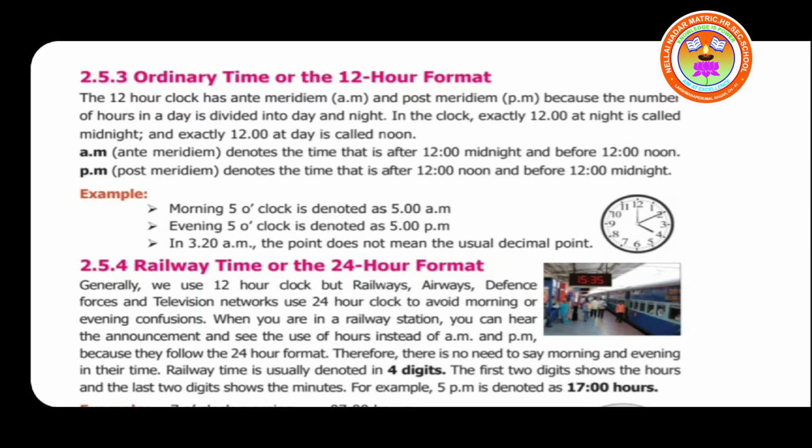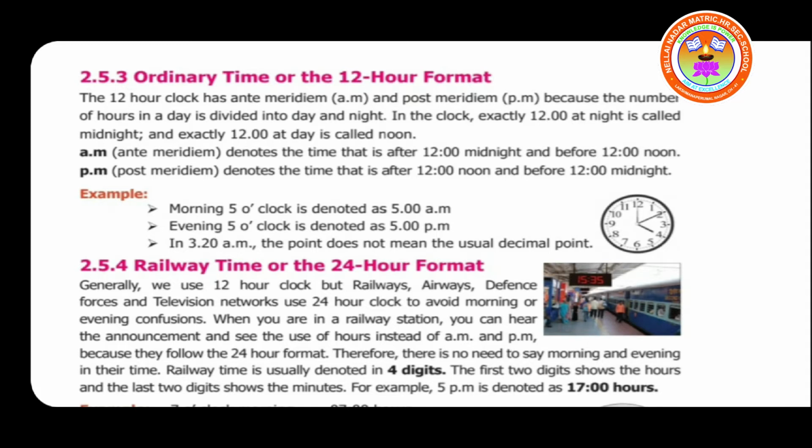Okay. And AM stands for ante meridian, which denotes the time that is after 12 midnight and before 12 noon. So AM means after 12 midnight and before 12 noon. And PM means post meridian, which denotes the time that is after 12 noon and before 12 midnight. So from the afternoon, after 12 o'clock, it is said to be PM. Okay. For example, morning 5 o'clock is denoted as 5 AM. At the same time, evening 5 o'clock is denoted as 5 PM. The AM stands for ante meridian and PM stands for post meridian.